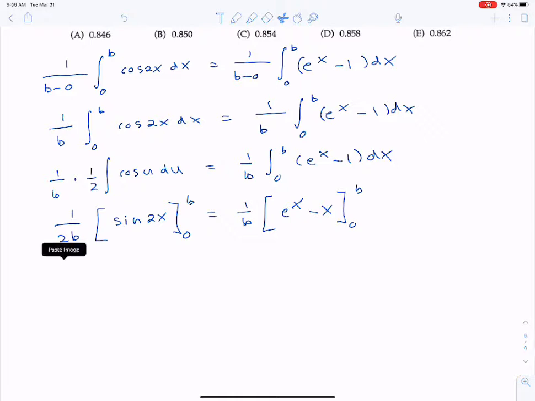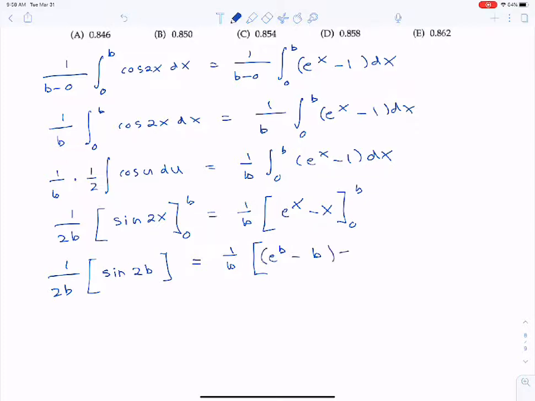So I get 1 over 2b times, well, the sine, we don't know what b is, but I think you guys would agree I'd get sine of 2 times b minus the sine of 0, which is going to be 0. So I'm not going to have that part there. And that's going to be equal to 1 over b times e to the b minus b.